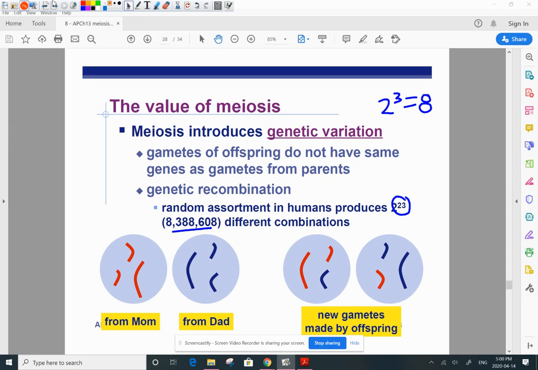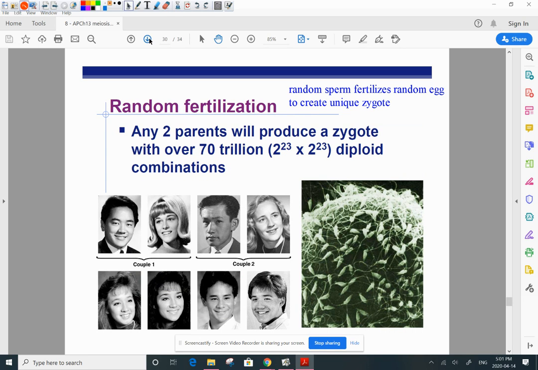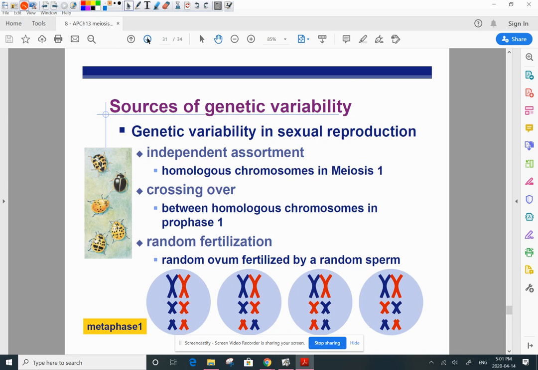And that, in addition to the prophase 1 crossing over, and then the next event that I want to talk about, which is called random fertilization, all of these things together produce a unique offspring. So you have a random sperm fertilizing a random egg, and that unique zygote that you are making, well, you're 1 in a million, right? You might look like your parents and share some characteristics. Maybe you look more like dad or more like mom, but you are your own unique individual, and that's the point of reproduction and meiosis.